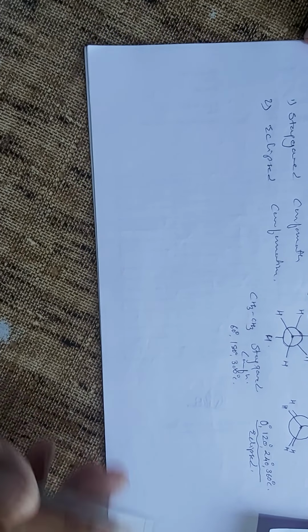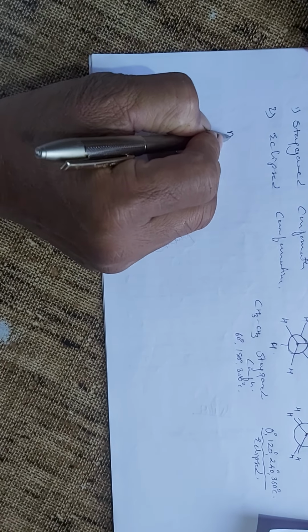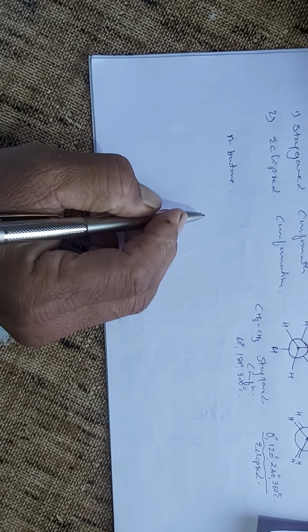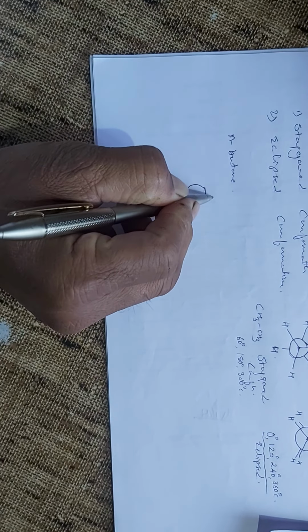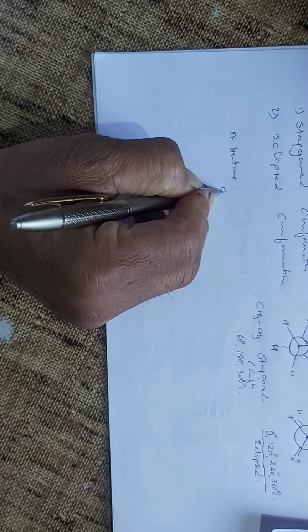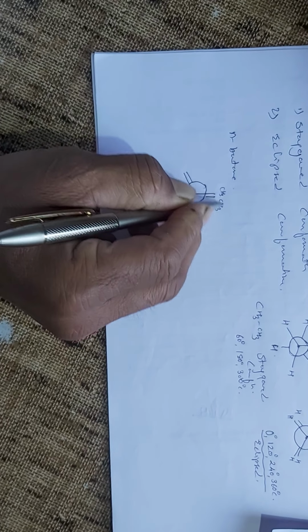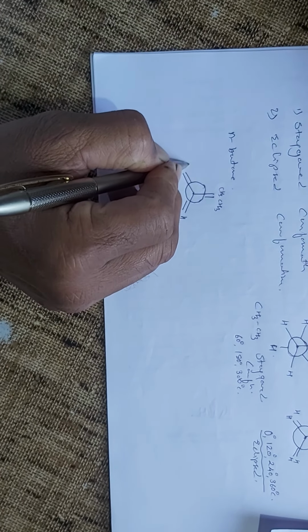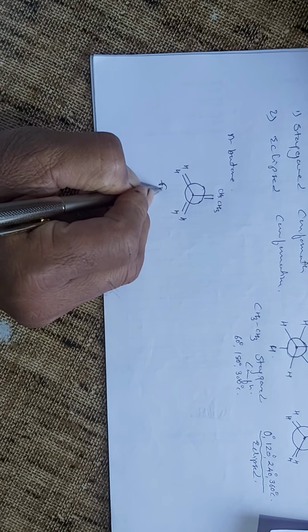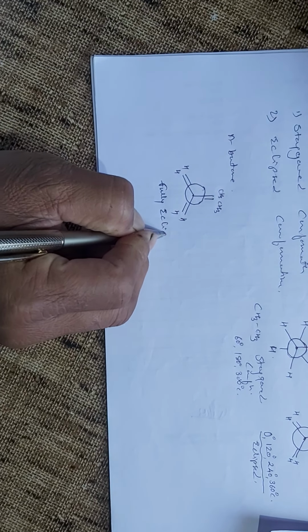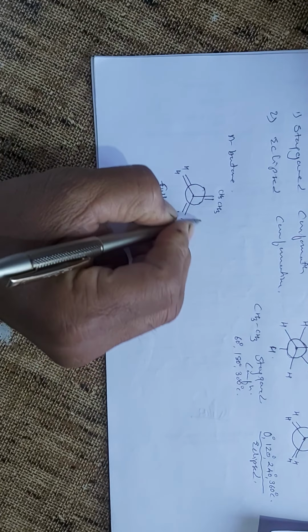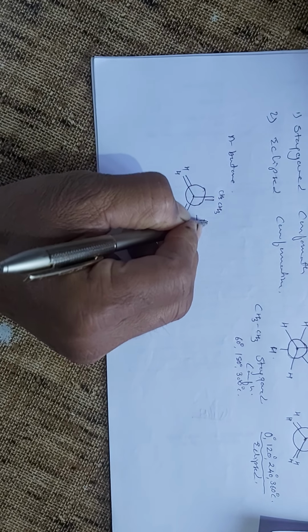But when you study normal butane, we get four different types of conformations. One is the fully eclipsed conformation, in which the methyl groups are in front of each other, and the hydrogens are again in front of each other. So this is the fully eclipsed conformation.